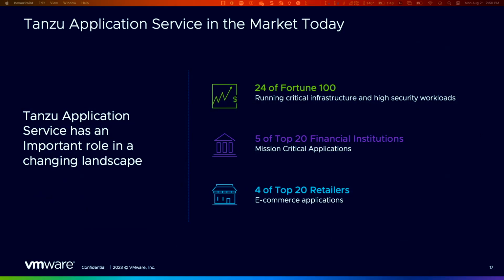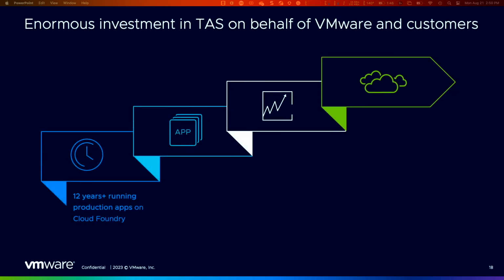And now if we look at where Tanzu Application Service is in the market today, 24 of the Fortune 100 are running Tanzu Application Service to run mission-critical, highly secure applications. 5 of the top 20 financial institutions run mission-critical retail banking-style applications on it. 4 of the top 20 retailers run e-commerce, and a whole suite of different kinds of applications as well.